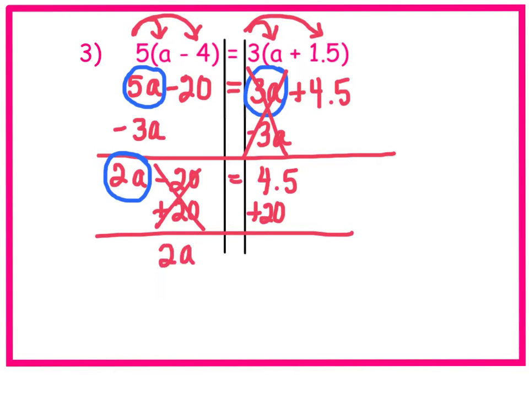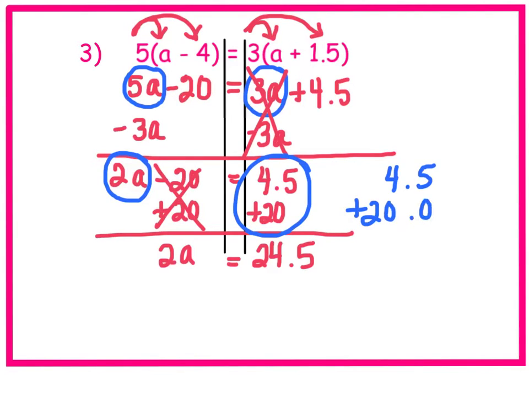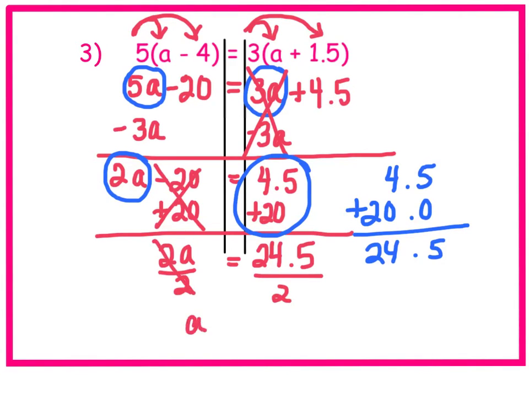Therefore, 2a is equal to 24.5. Now, a common error right here would be when you're adding 4.5 plus 20. Remember, you have to line up the decimal points, and that's how we get 24.5. Finally, then, the last step is to divide by 2 and divide by 2. So a is equal to 12.25.